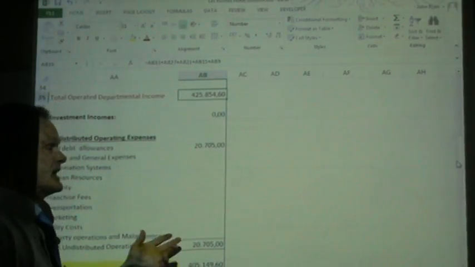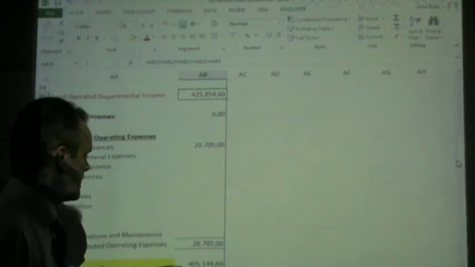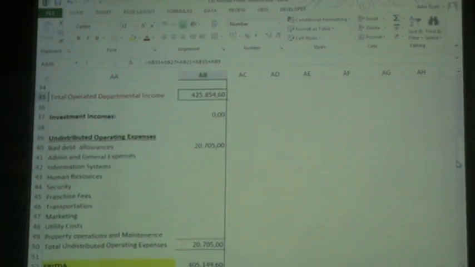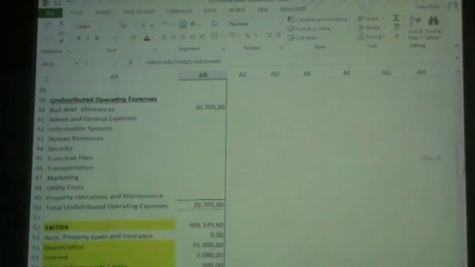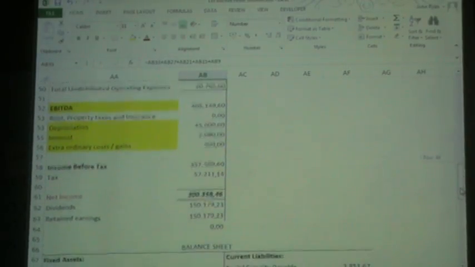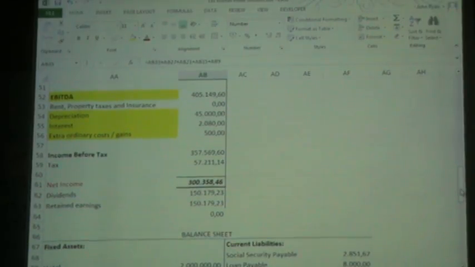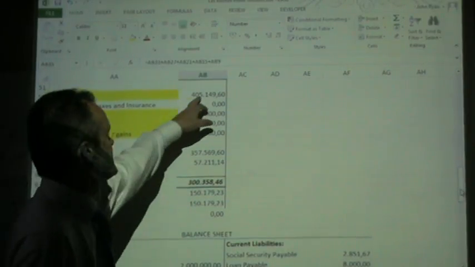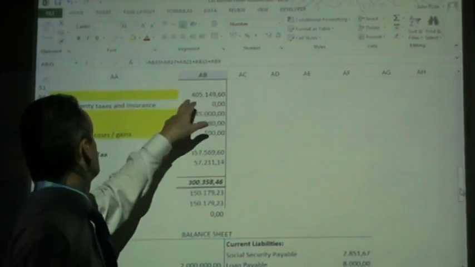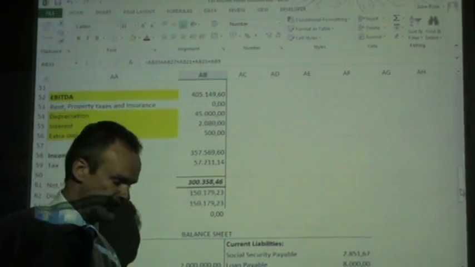Our total operating income minus our expenses, if we have any, or maybe there's more, and it gives us here our EBITDA, the fancy word that we've been using the whole way through the exercise. So this is basically how well you have been doing operationally. You've now got your EBITDA. So on sales of €1 million, you've got an EBITDA of 405,000.